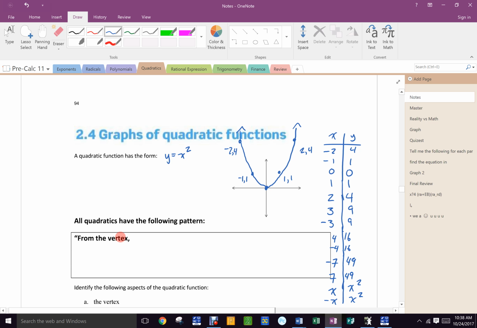So, from the vertex, an increase or decrease in the independent variable results in that same change squared in the dependent variable.